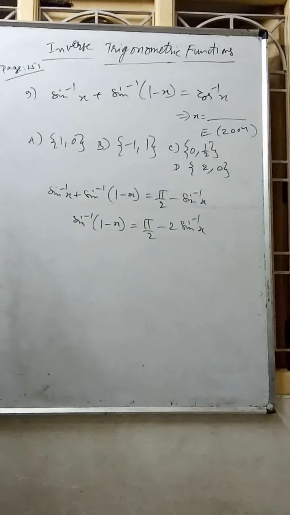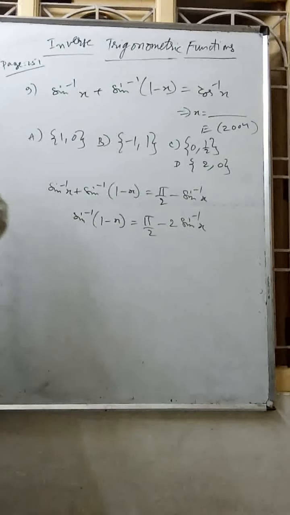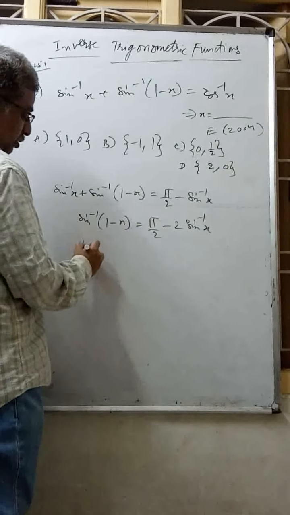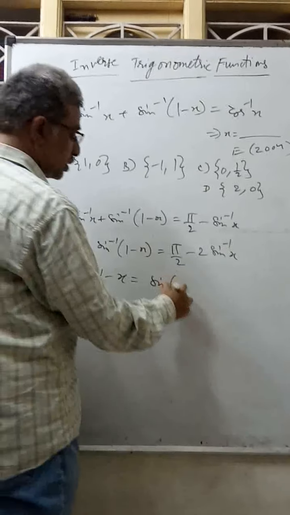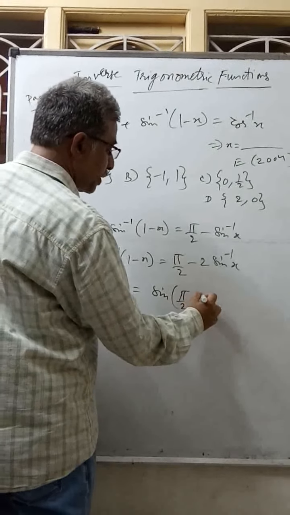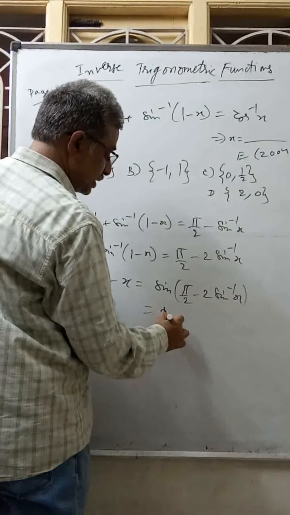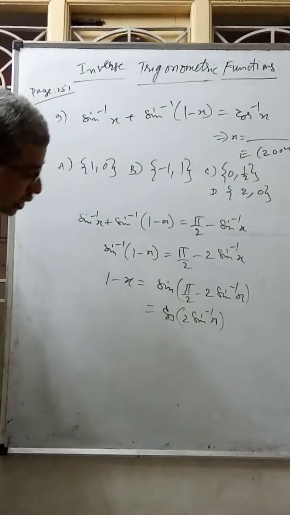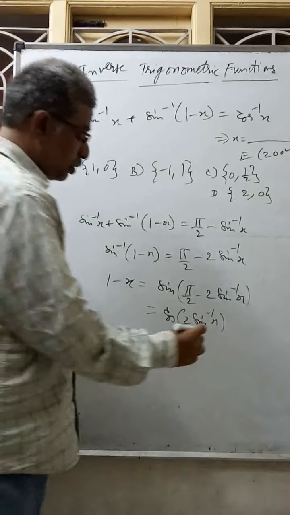Pi by 2 minus 2 sin inverse x, because the sin inverse goes to that side, 2 into sin inverse x. Now sin goes to that side, inverse goes to the side, sin x. So 1 minus x equal to, this sin inverse I am bringing on that side, so becomes sin of pi by 2 minus 2 sin inverse x. Sin 90 minus theta, cos theta. Cos of 2 sin inverse x. Now we know what is cos of 2 sin inverse x formula.